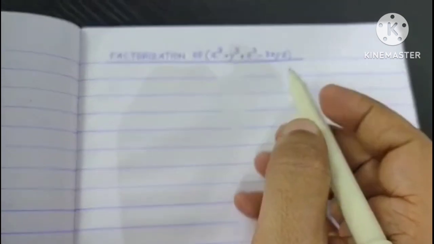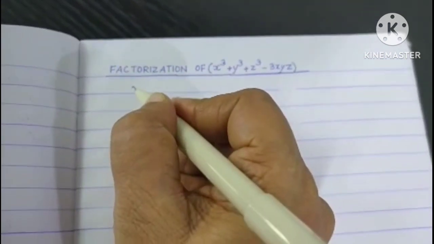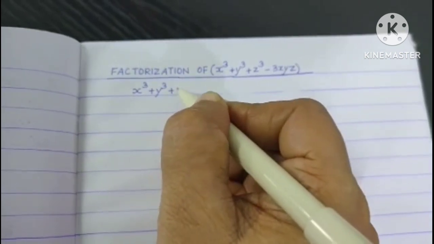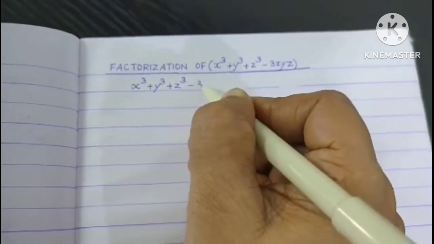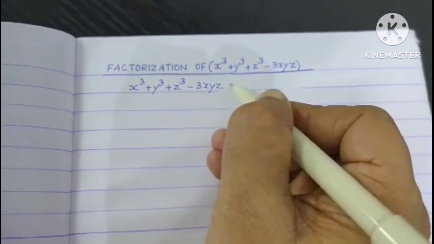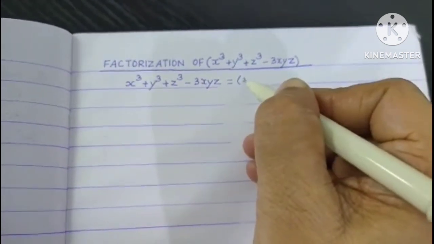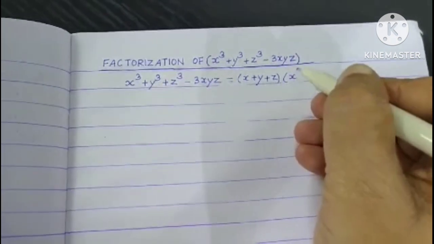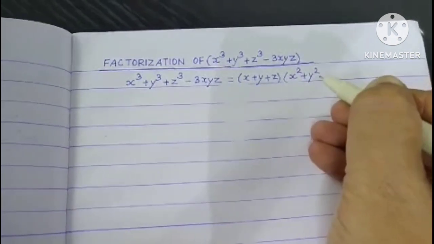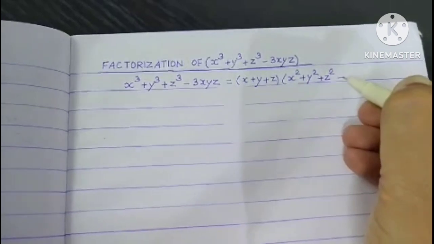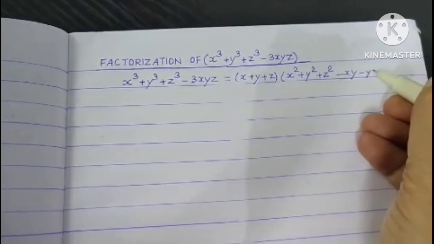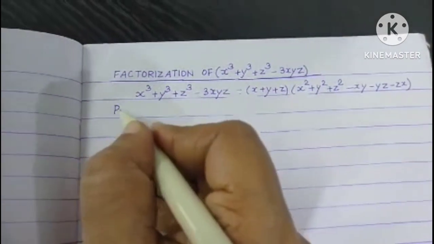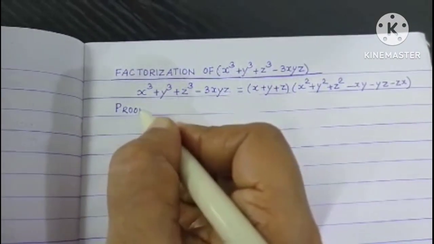So basically we have to learn the factorization of x cube plus y cube plus z cube minus 3xyz. Let me write the formula. What is the formula actually? Then we will see the proof also. x cube plus y cube plus z cube minus 3xyz is equal to x plus y plus z multiplied by x square plus y square plus z square minus xy minus yz minus zx. Now we will see the proof of this formula.